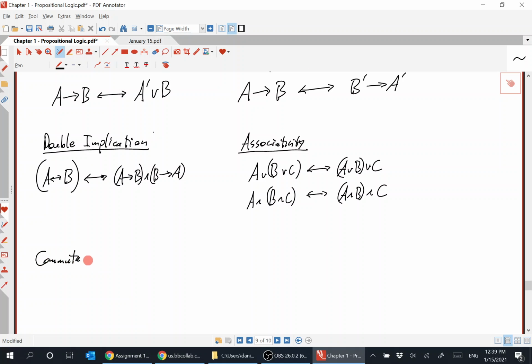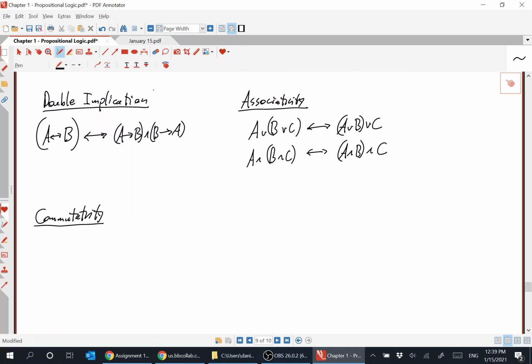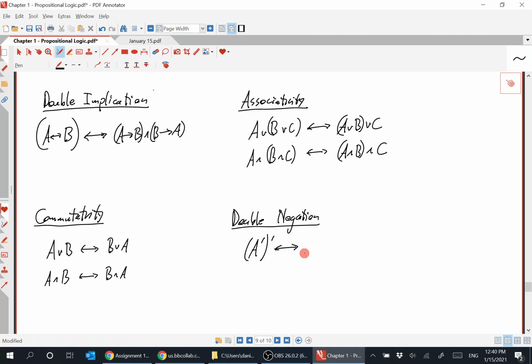Commutativity. A or B is logically equivalent to B or A, and A and B is logically equivalent to B and A. I mean, with conjunction and disjunction, it doesn't matter in what order you present the terms. Double negation: not not A is logically equivalent to A.